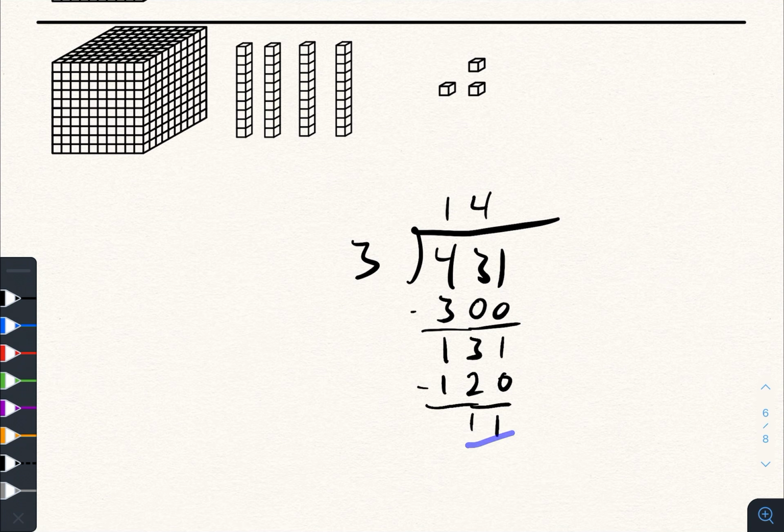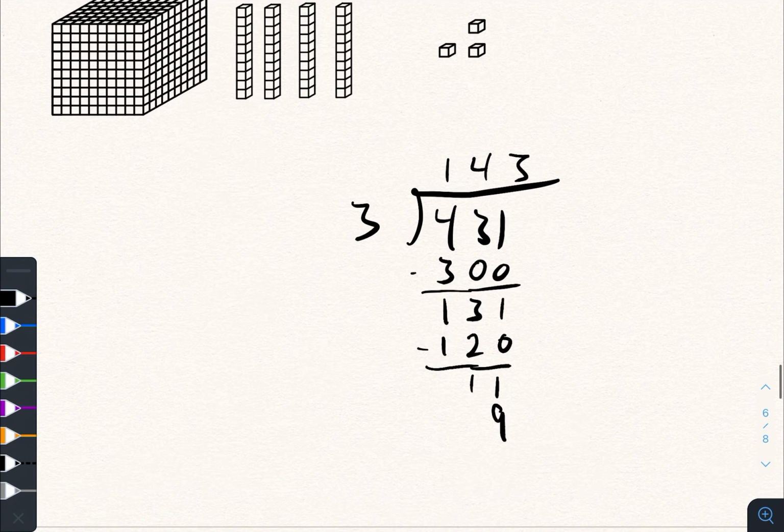And how many times does 3 go into 11? It goes in there 3 times. So 3 times 3 is 9. Take that away, and I'm left with 2. So I get 143 with a remainder of 2.